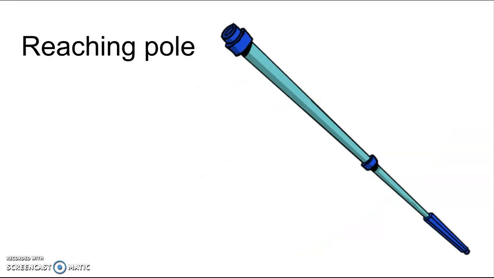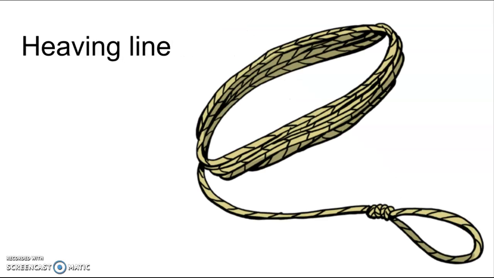A reaching pole is another tool to help to reach people without putting the lifeguard at risk. It's a long pole that can be attached to ropes or other straps to bring people to safety. A heaving line is really just a long rope with a loop at the end that can be attached to the buoys or the reaching pole or other objects to reach someone who maybe went overboard.